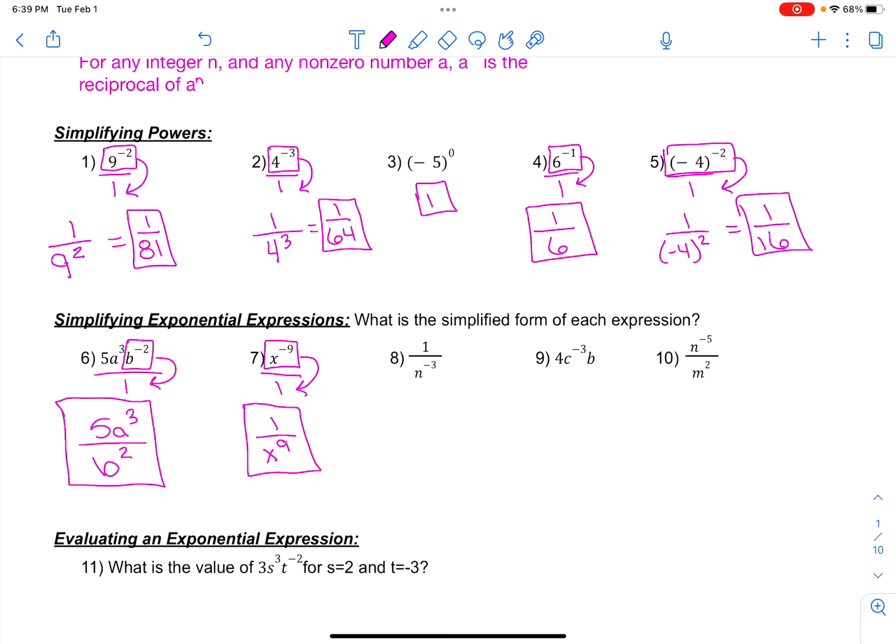In number 8, we have 1 over n to the negative third. So this one is slightly different than what we've done in all of our previous ones. Notice that our negative exponent is in the bottom. So now, in order to make it positive, we actually have to move it up top. So we are left with n cubed over 1 or just n cubed. Both are perfectly acceptable.